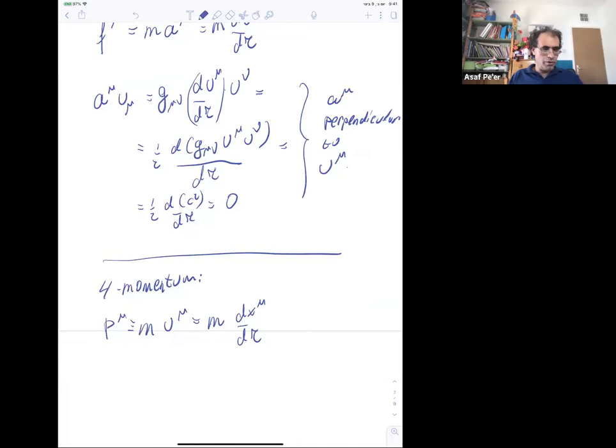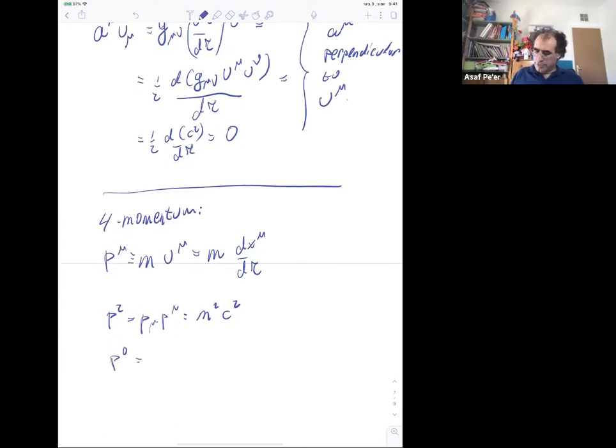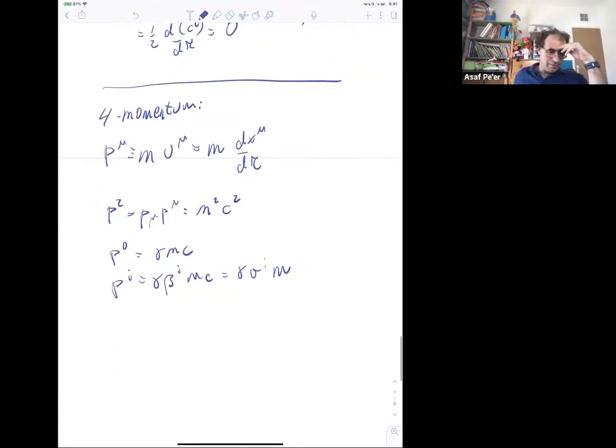What is the norm of the... well, you can immediately see that, right? So p squared, which is p^μ p_μ, is just m squared c squared, where p0 is just gamma mc, and p^i is just gamma beta_i mc, or gamma v_i. Well, this is actually an exercise you're going to get to show what happens in the limit of small velocities, so I'm not going to do it right now. And we can take all that and get to the familiar relation.